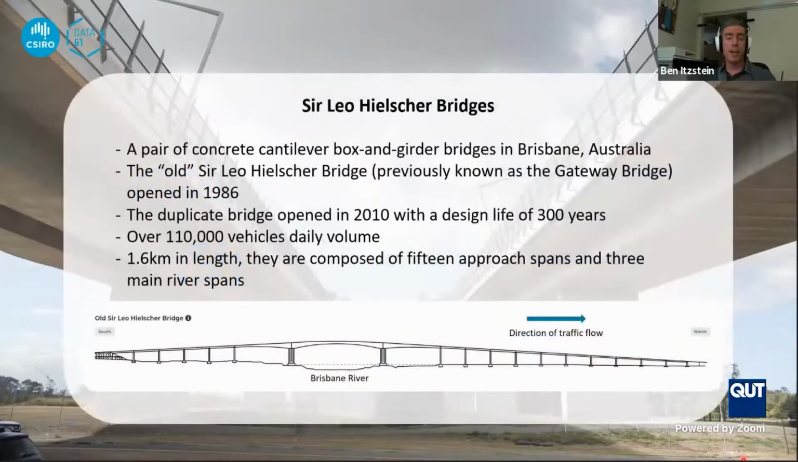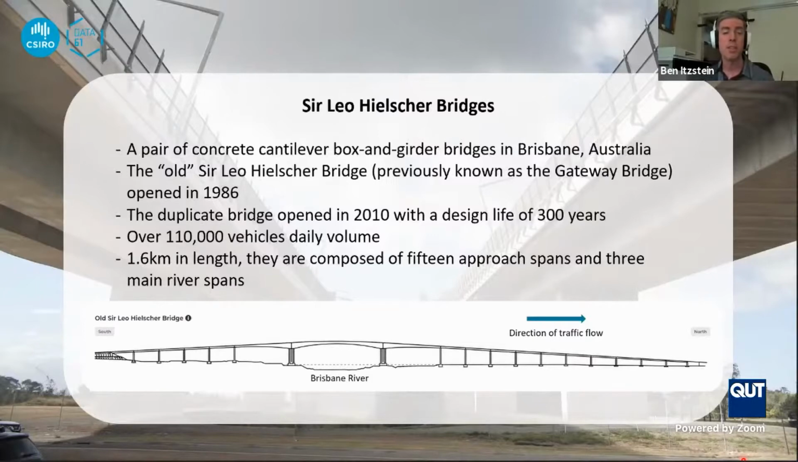So just a little background on the bridges themselves. Better known as the Gateway Bridge, the Sir Leo Hielscher bridges are a pair of concrete cantilever box girder bridges. The original bridge was built in 1986 and had a typical daily design volume of 12,000 vehicles per day. The duplicate bridge opened 24 years later in 2010, and it had a design life of 300 years this time, now serving over 110,000 vehicles per day.